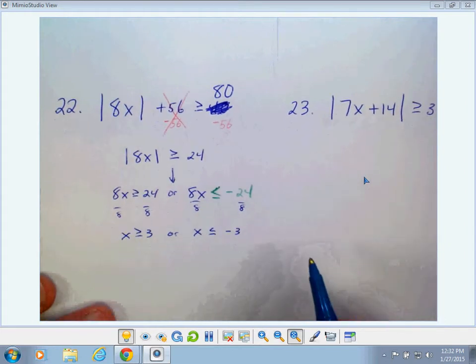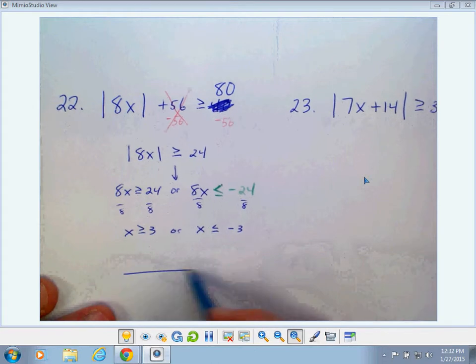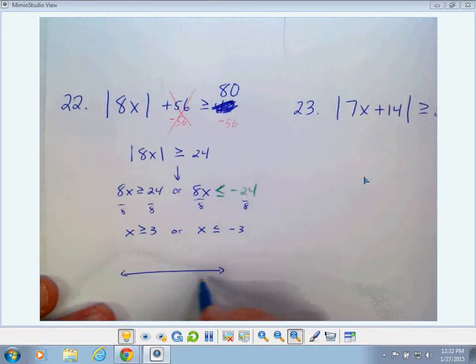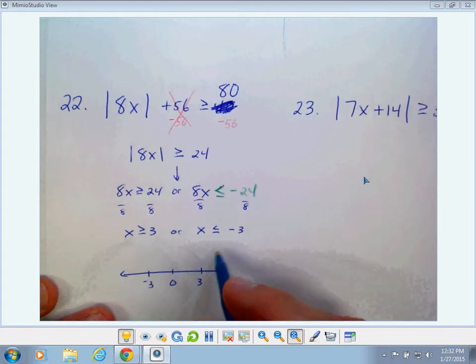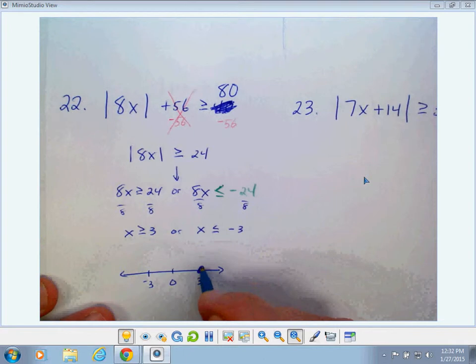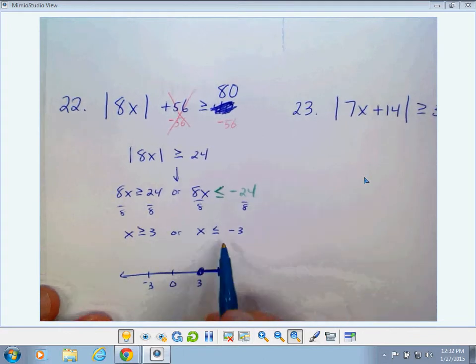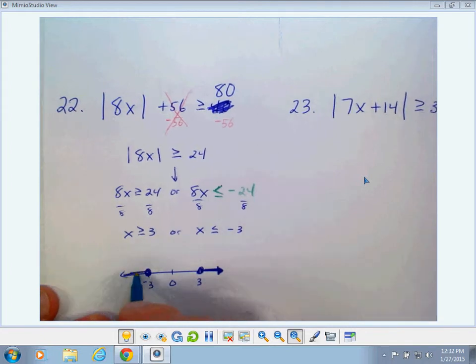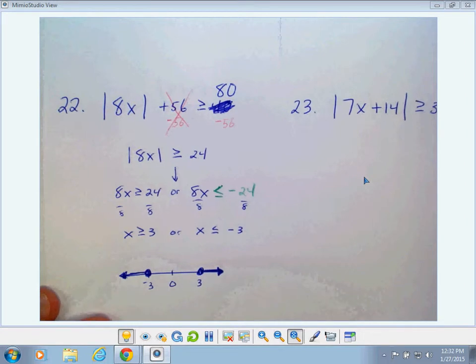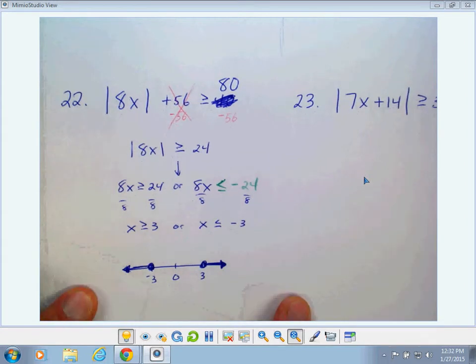So it's time to shade. Since these are OR problems, put the 0, negative 3, and 3 on the number line. This one says greater than or equal to 3. That's a solid dot and shade to the right. This one is less than or equal to negative 3, which is a solid dot and shade to the left. So once again, our graph reflects an OR-like graph where they go off in opposite directions.